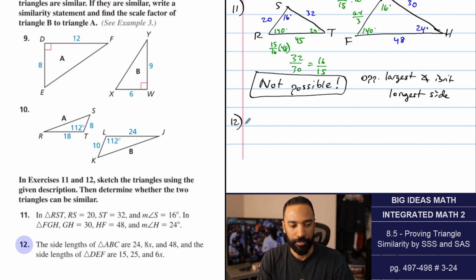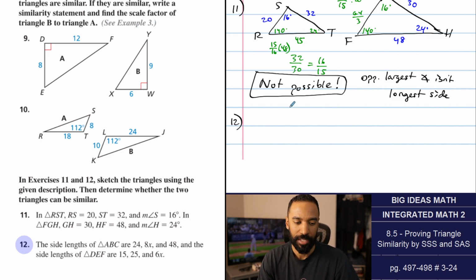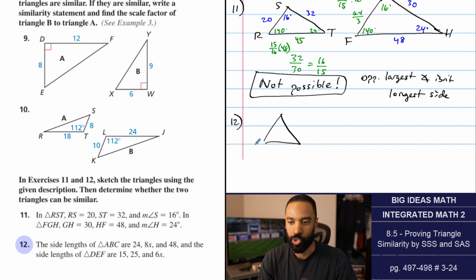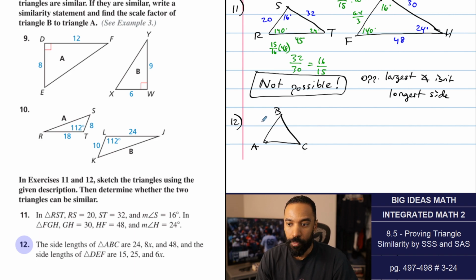All right, number 12. The side lengths of triangle ABC are 24, 8x, and 48, and the side lengths of triangle DEF are 15, 25, and 6x. Once again, I don't know which parts we're actually comparing, so I'll just draw some things and see if it works out the way that we want it to. They don't say which ones are which.